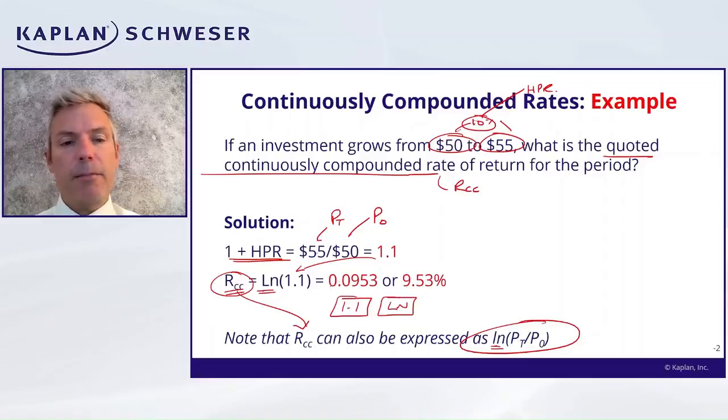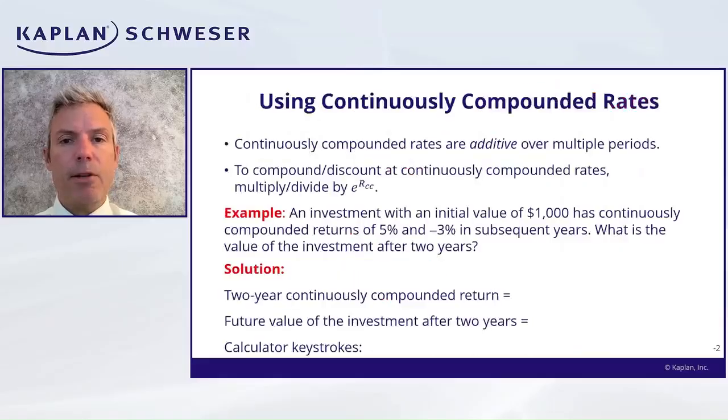And by the way, this is why some people will also call continuously compounded returns log returns, because they're just the logarithm of 1 plus the actual return. Now let's look at a more comprehensive example here.